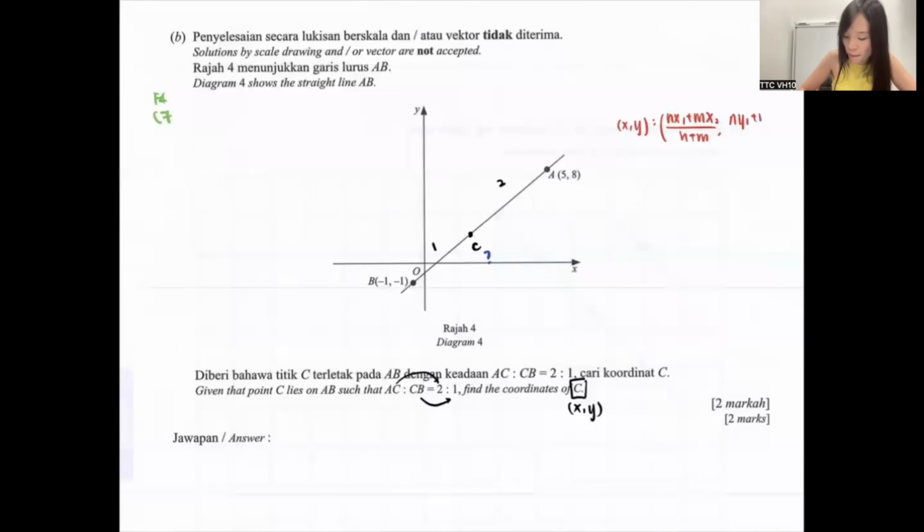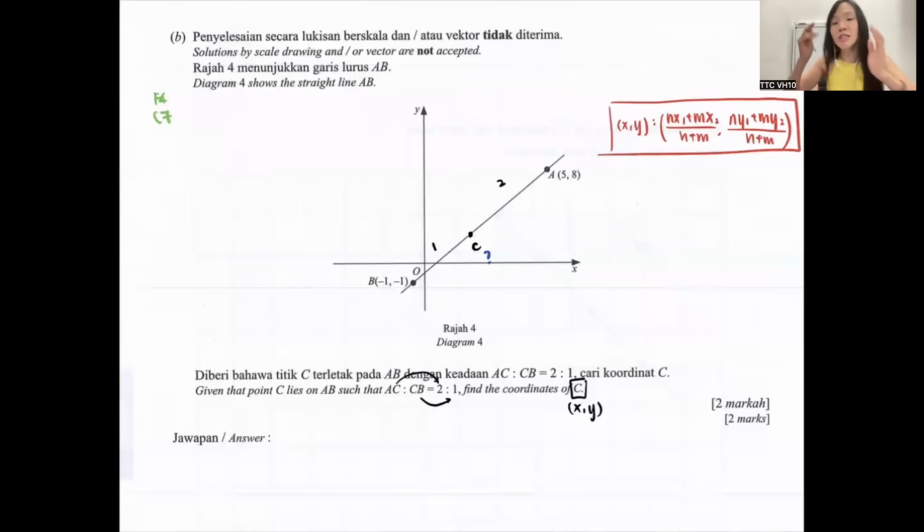Hopefully you guys all remember. This one SPM provided, so not memorizing it should be fine. So then this is the formula. So guys, just sub inside. How to sub inside? Don't sub wrongly. Please remember, this particular XY, the one I just circled, is always for the middle person. Who is the middle person? C. So it's for C. It's not because I'm finding C. It's because C is in the middle.